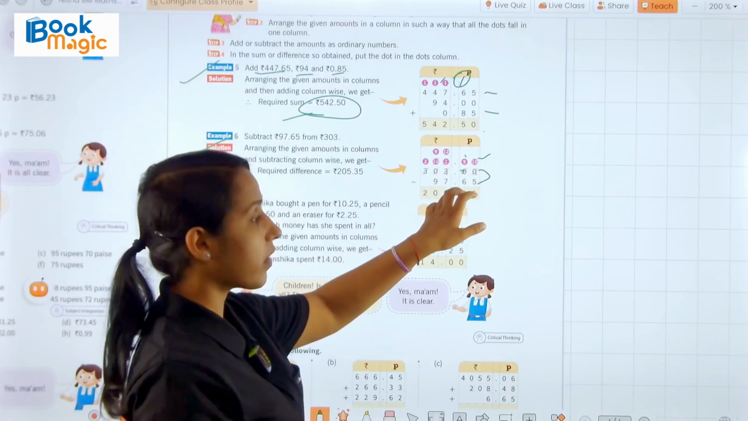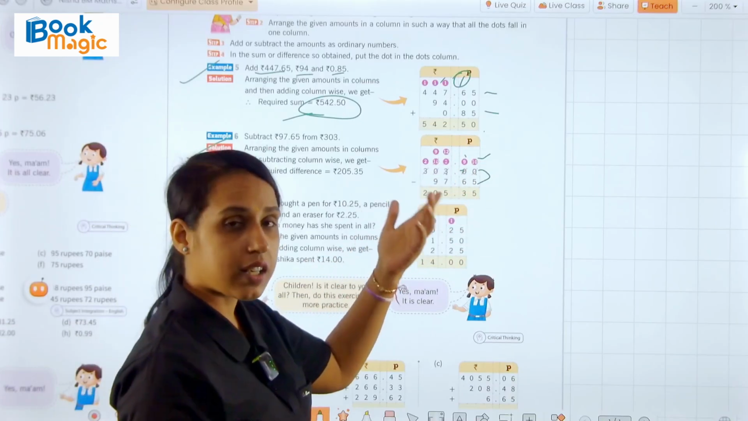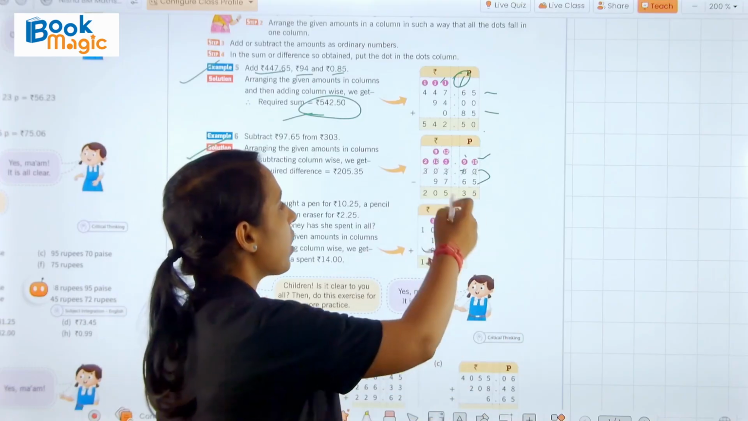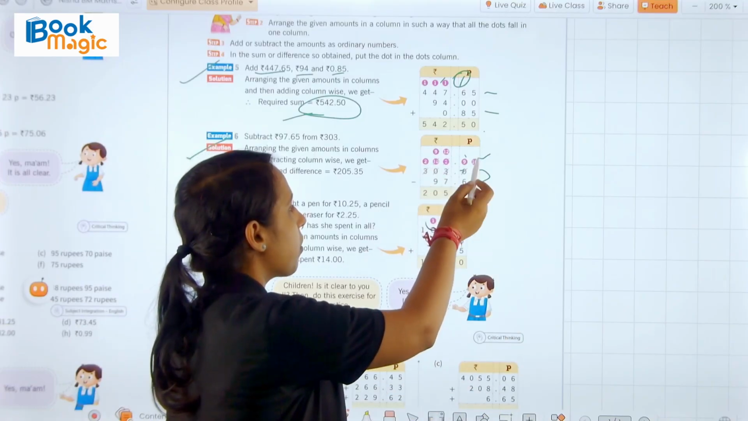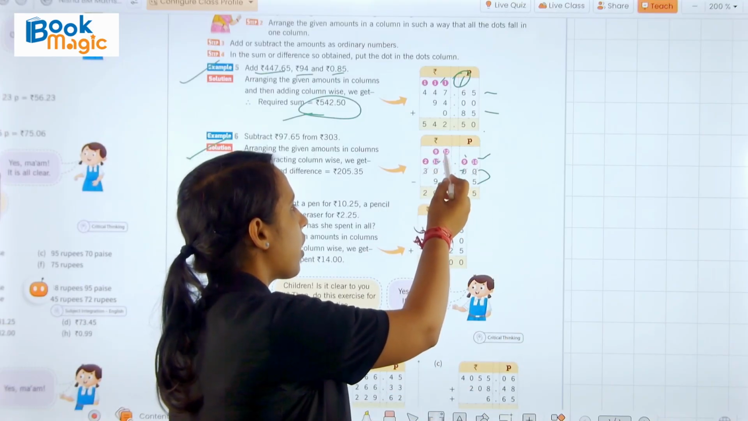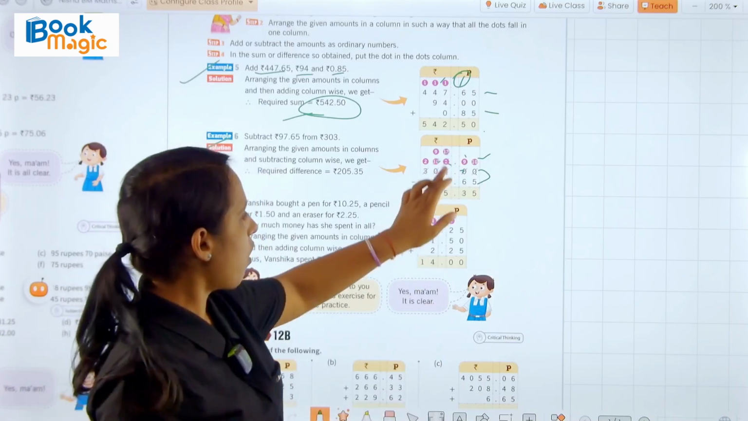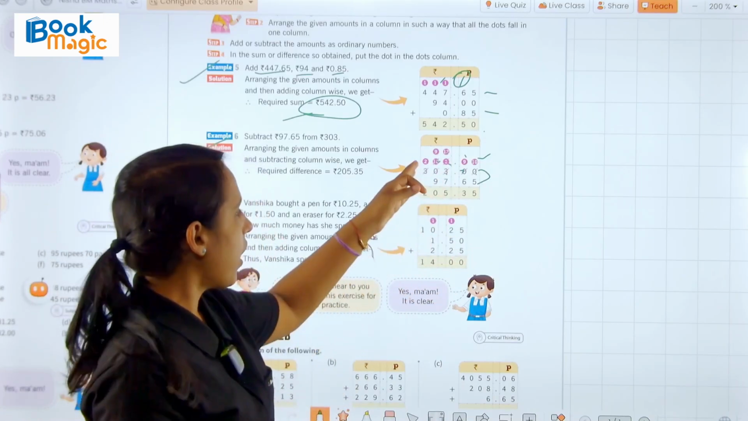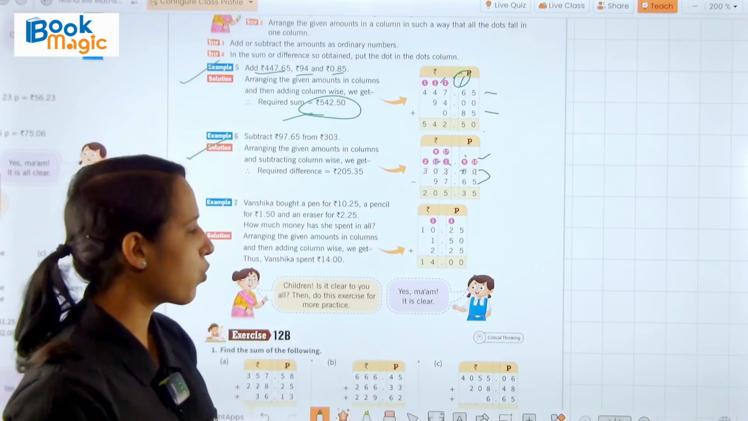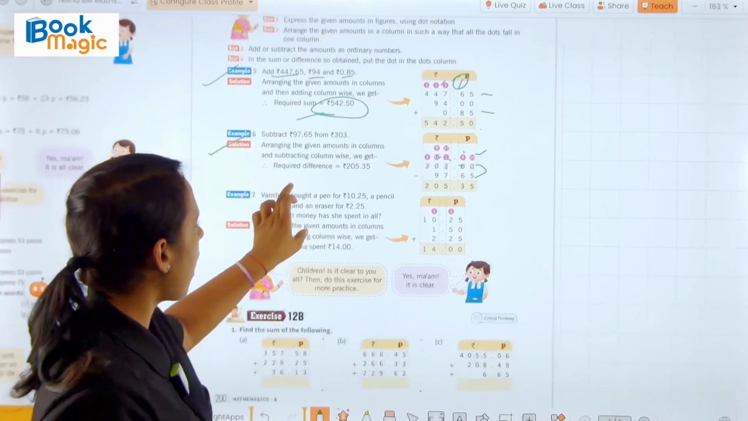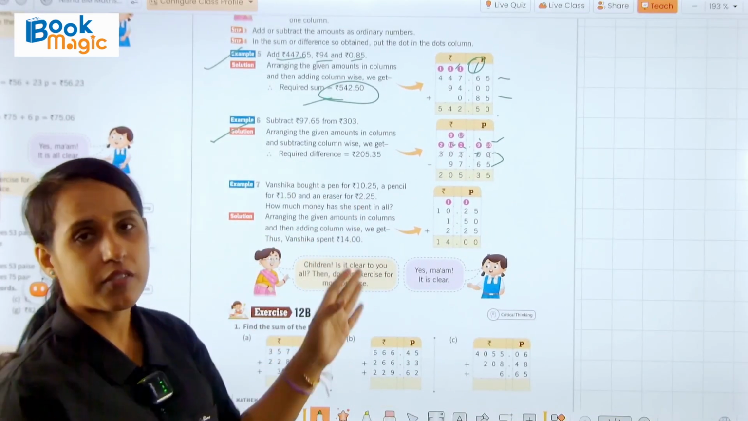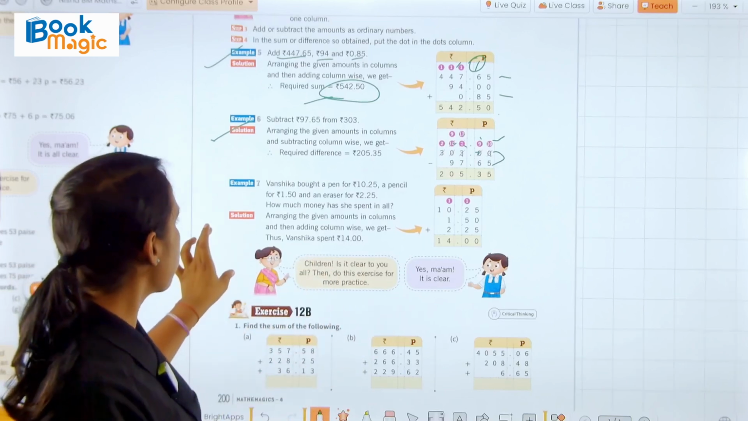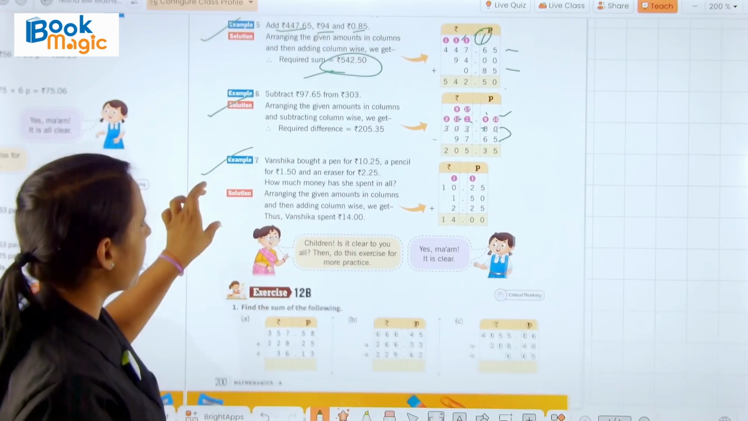Now 2 is less than 7, so we will again regroup it. And after regrouping, we get here 10, 3 will become 2 and 10 will become 9 and 2 will become 12. So 12 minus 7 is 5, 9 minus 9 is 0 and 2 minus 0 is 2. Okay, so this is our answer, 205.35 rupees.